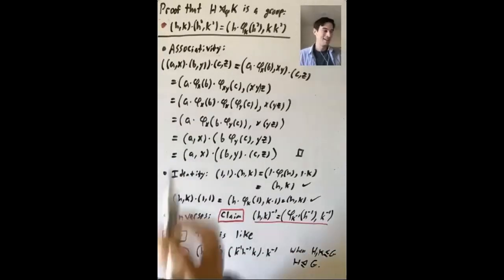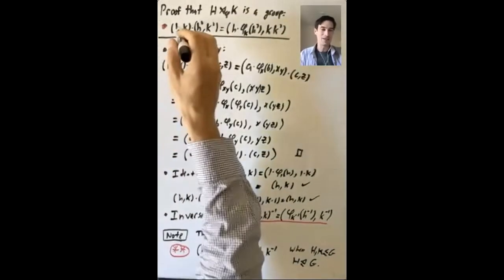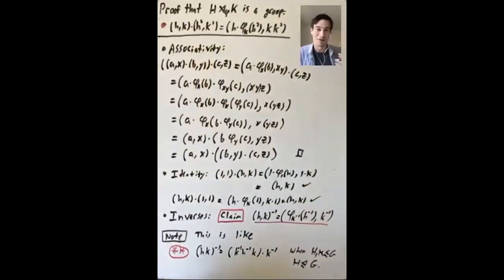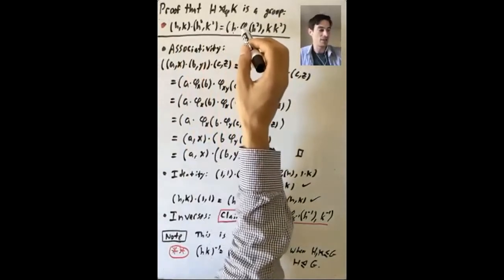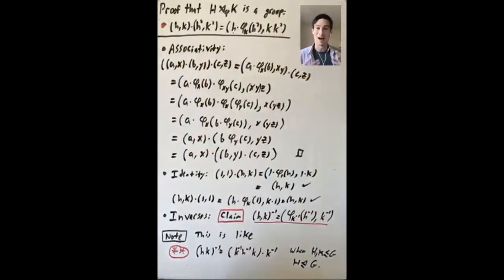Let's prove that the semidirect product is actually a group. And I've written the multiplication operation up here because it's going to be really important to keep referring back to it. So (h, k) times (h', k') is (h times phi_k of h', k k'). So how do you prove that this is a group?